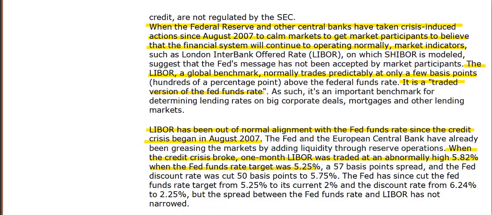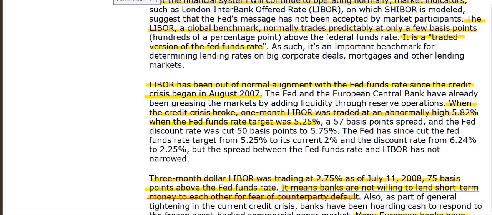As such, it is an important benchmark for determining lending rates on big corporate deals, mortgages, and other lending markets. LIBOR has been out of normal alignment with the Fed funds rate since the credit crisis began in 2007. Actually, it began before that. It began in 2006. But continuing, the Fed and the European Central Bank have already been greasing the markets by adding additional liquidity through reserve operations.